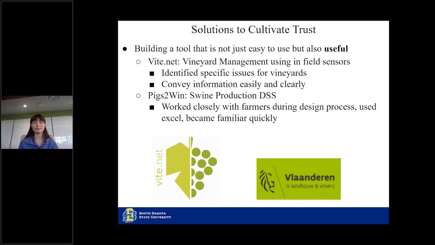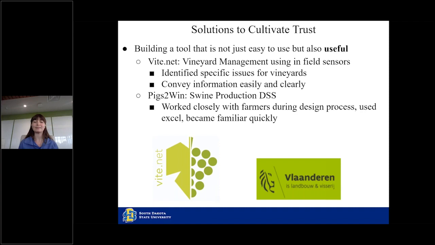And the reason why Vite.net was so successful is because they communicated with the farmer ahead of time. They talked to them about the specific issues that they have in their vineyards in order to reduce that paradox of acceptability. They were able to convey that information easily and clearly because they were on kind of the same page with the producer. They didn't live the same day-to-day life as the producer, but they were on the same page at least. So their recommendations were understandable and acceptable to the farmer.